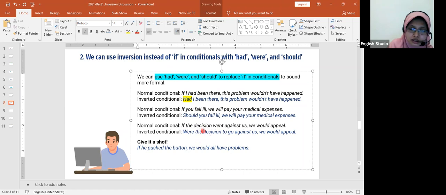Ini mungkin tipe yang teman-teman perlu pelajari aja, tapi you actually don't need to put it into practice if you find it difficult, ya guys. At least you already know about this structure. Were the decision to go against us, we would appeal, ya. Jadi pakai were, ya, di depan the decision, and then use to infinitive, ya, to go, dari when menjadi to go, ya. Against us, we would appeal. Of course, the second part still remains the same, ya, sama, we would appeal.